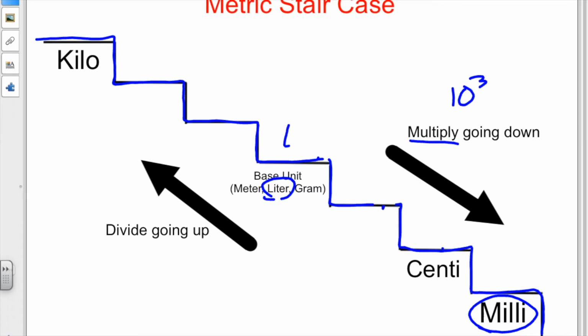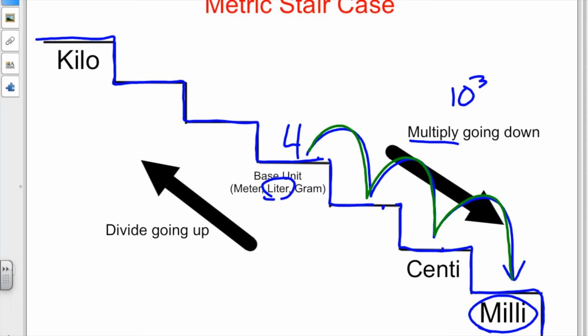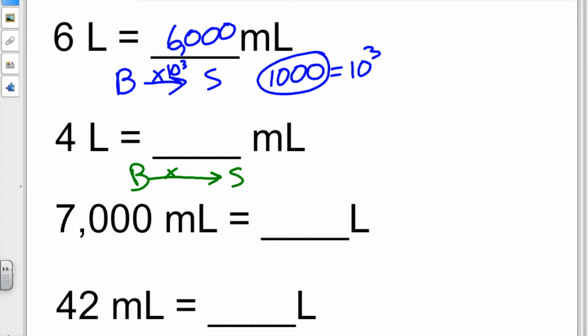Here now we have 4 liters. We need to figure out how many milliliters that is. And every step is worth 1 power of 10. So this is 10 to the first, 10 to the second, 10 to the third. Another way to think of it is multiplying by 10, multiplying by 100, multiplying by 1,000. Same thing. So we have to multiply it by 1,000 in order to get down to milliliters. 4 times 1,000 is 4,000. It's that easy.